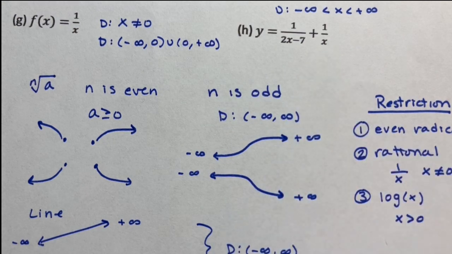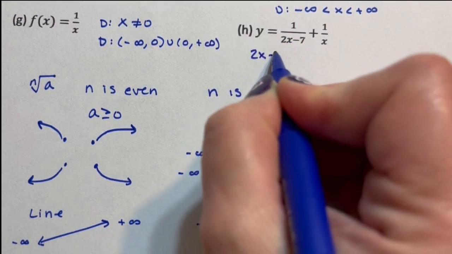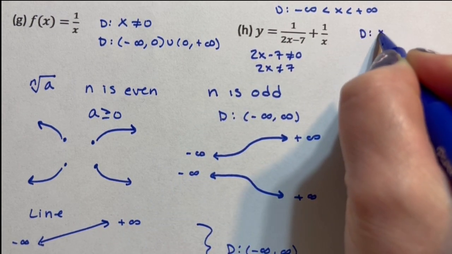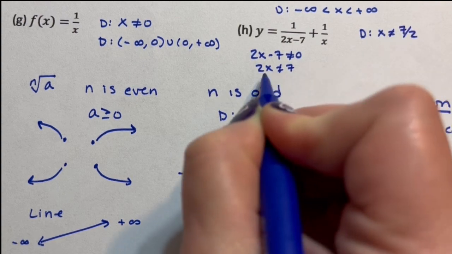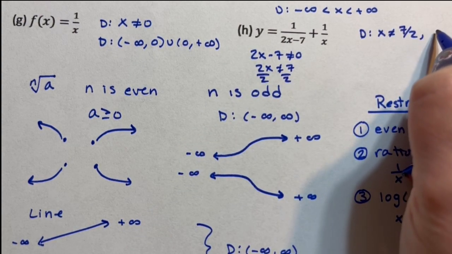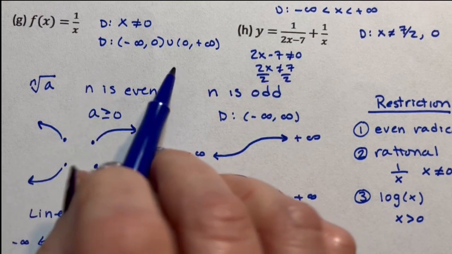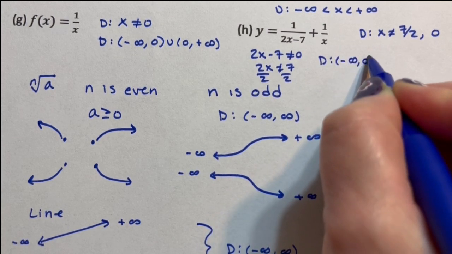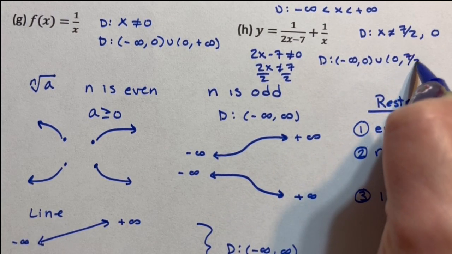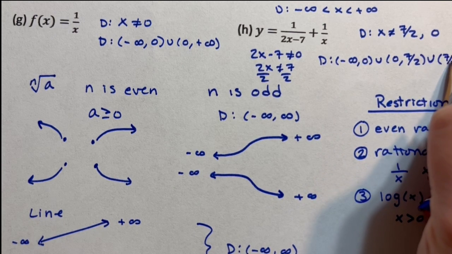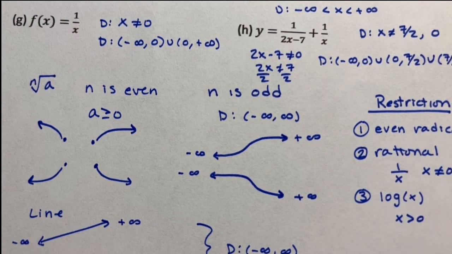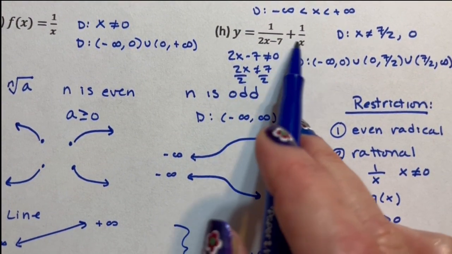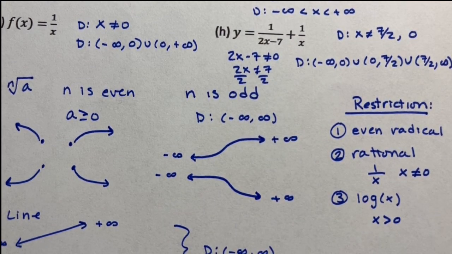This one, neither of our denominators can be 0. So 2x minus 7 can't be 0, so 2x cannot be 7. So the domain x cannot be 7 halves, because we have to divide by 2, or 0. If you want the interval notation, it gets really long. Negative infinity to 0, joined with 0 to 7 halves, joined with 7 halves to positive infinity. And if you can get all of that together, you have this one. You just have holes at any 0 in the denominator.